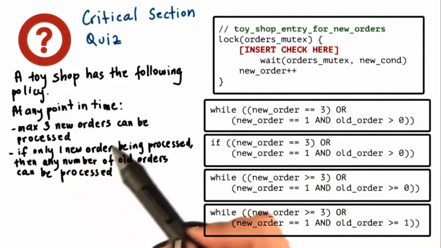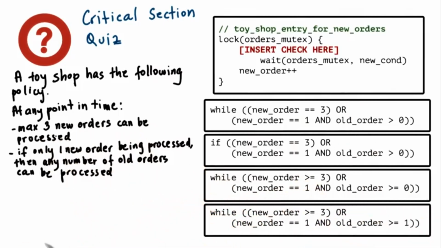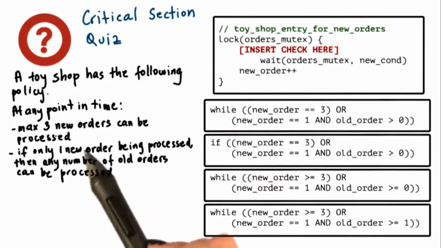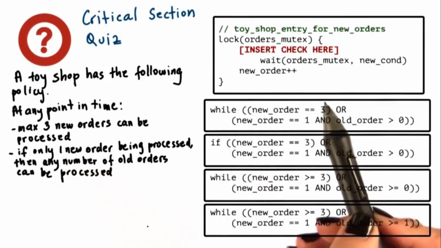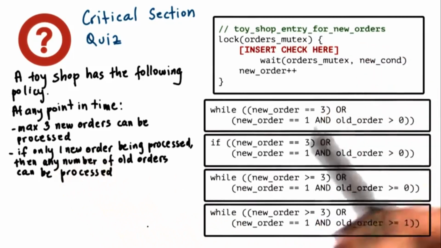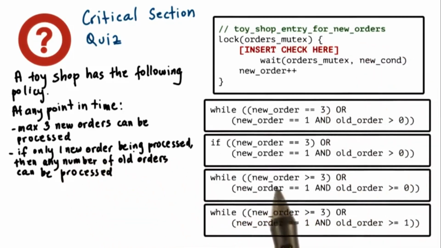At any given point of time, there can be up to 3 new orders processed in the toy shop. In addition, if there is up to only 1 new order being processed, then any number of requests to service old orders can be handled in the toy shop.